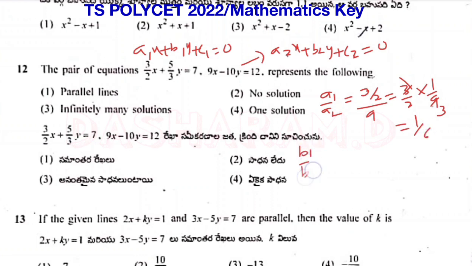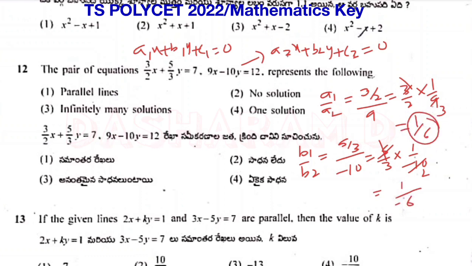Next, b1 by b2. b1 value 5 by 3 divided by b2 value minus 10. It equals 5 by 3 into 1 by minus 10. So 5 ones are 5, 5 twos are 10, so 1 by 3 into minus 2, minus 6. This is positive 1 by 6, this is negative 1 by 6. So both are not equal. When the two ratios a1 by a2 and b1 by b2 are not equal, then they have only one solution. Option 4 is correct.